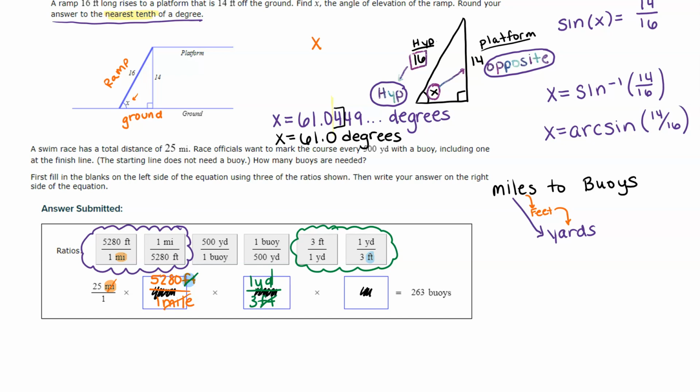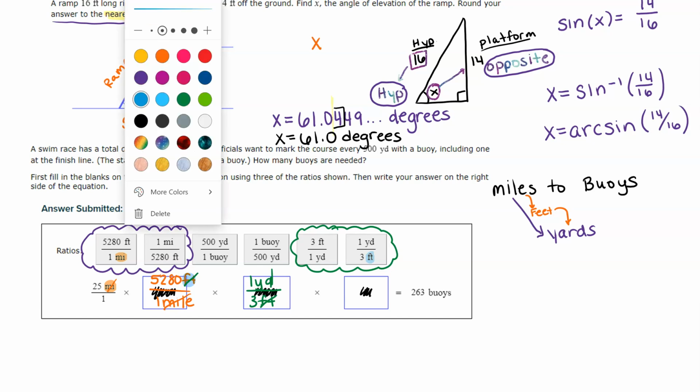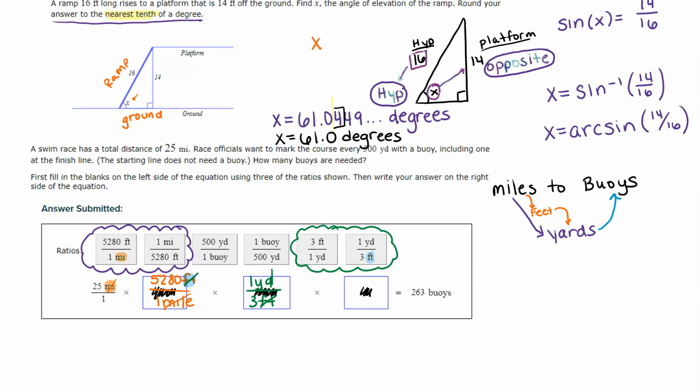Okay, where do we want to go from there? We need to get from yards to buoys. So here are my two ratios, which represent buoys and yards. So now yards is on the top here, and I want to cancel it out so I have buoys left over. So I need to use one of those that has yards on bottom. So this second one has yards on bottom, so I'm going to put 1 buoy for every 500 yards.